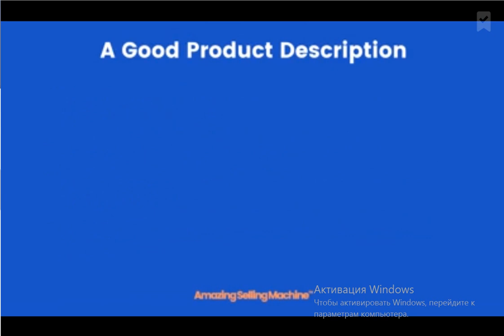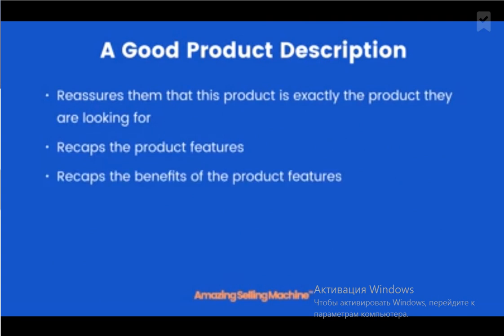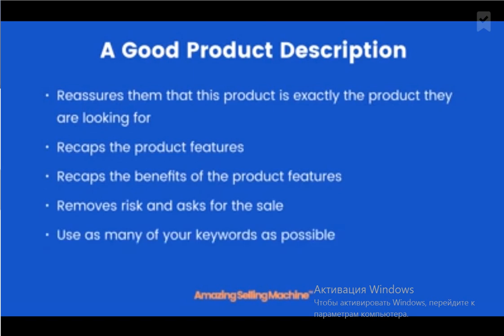A good product description reassures them that this product is exactly the product they are looking for. It recaps the product features and recaps the benefits of the product features. And lastly, it removes risk and asks for the sale. Use as many of your keywords as possible.